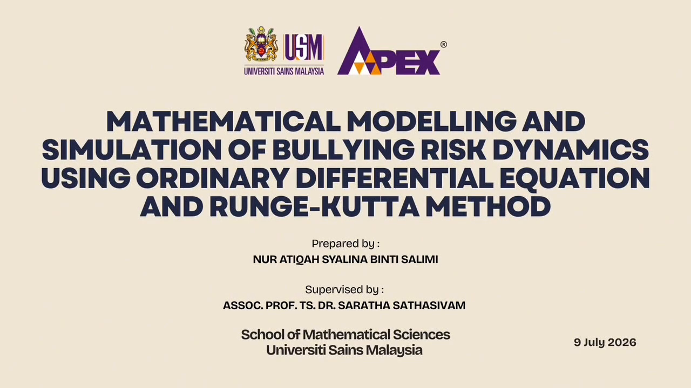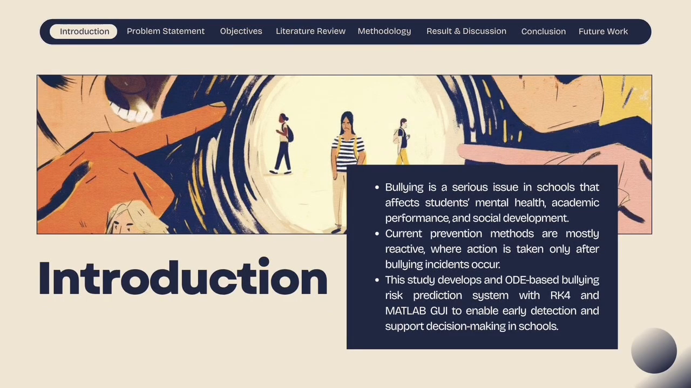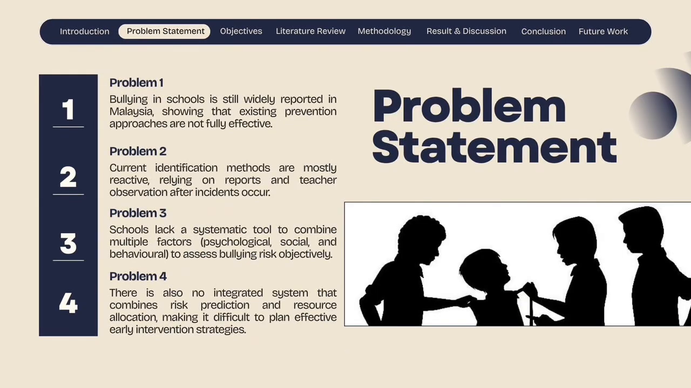Today, I will present my research entitled Mathematical Modeling and Simulation of Bullying Risk Dynamic using Ordinary Differential Equation and the Runge-Kutta Method. For the introduction, bullying is a serious issue in schools that can affect student mental health, academic performance, and social development. Most existing prevention methods are reactive, where action is only taken after bullying occurs. Therefore, this study developed an ODE-based bullying risk prediction system using the Runge-Kutta method and MATLAB GUI to support early detection and decision making.